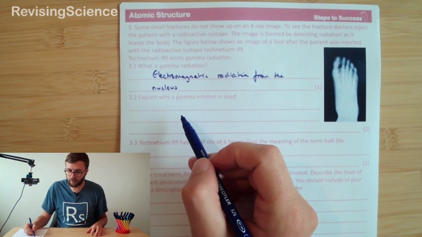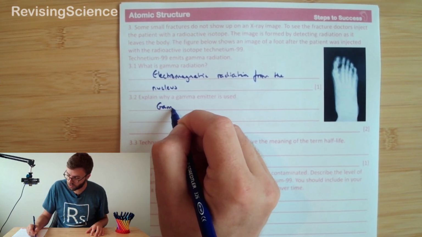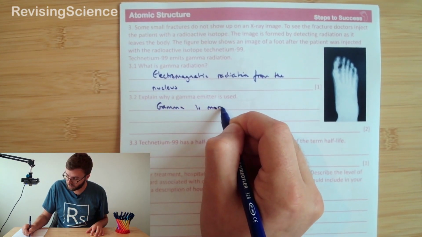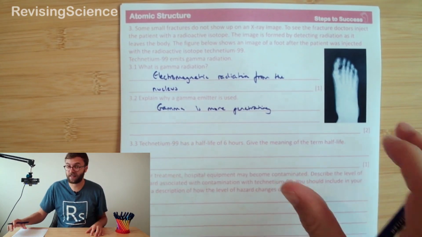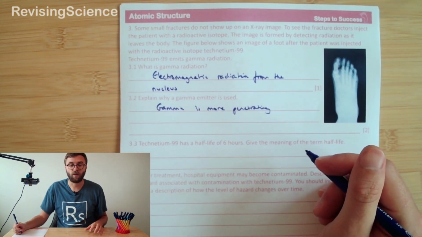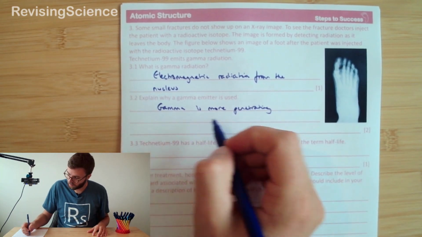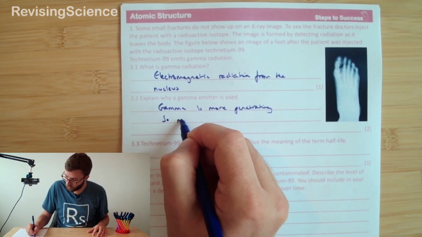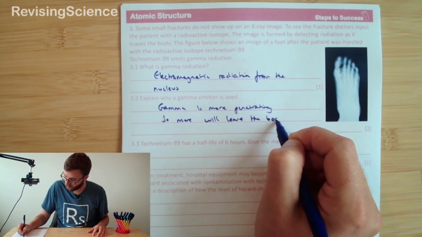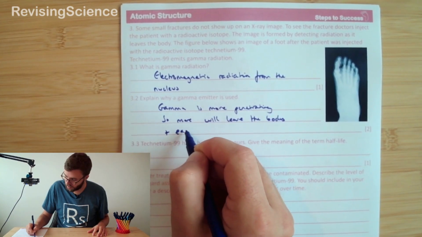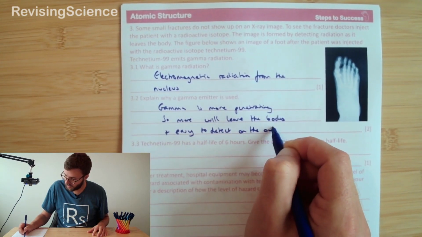To explain why a gamma emitter is used: gamma radiation is used because gamma is more penetrating. Due to this, it will be able to exit from inside the body through the skin, whereas other forms of radiation like beta or alpha might have got stopped. So gamma is more penetrating, so more will leave the body and be easy to detect on the outside.